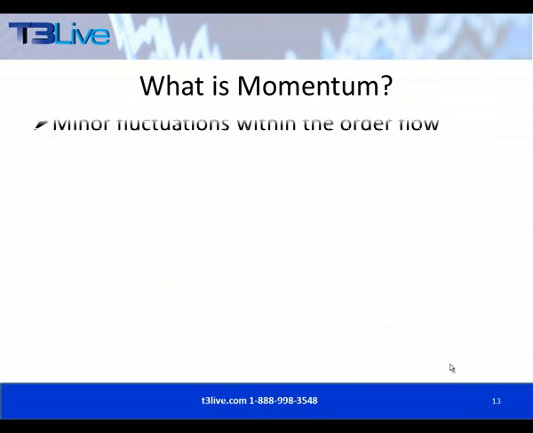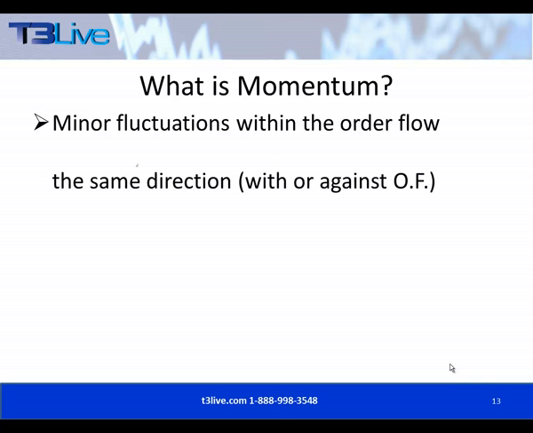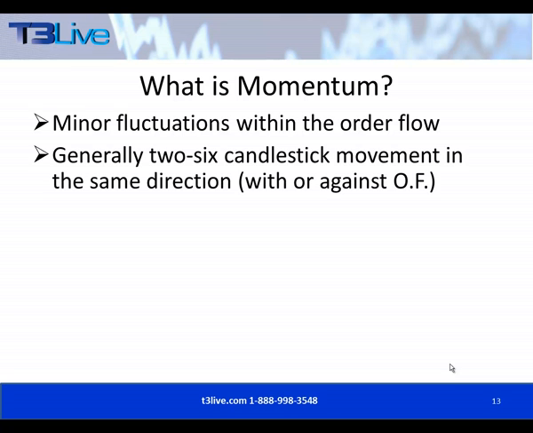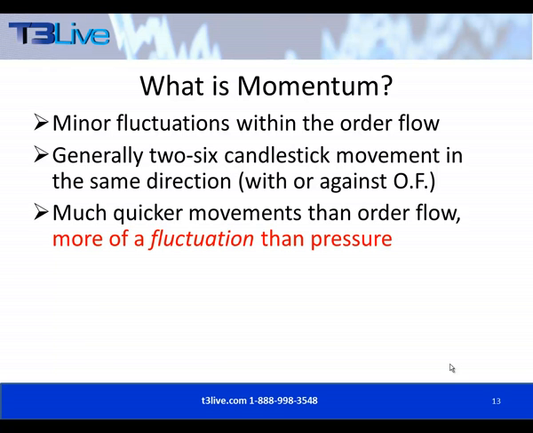All right, so what is momentum in context of order flow? Momentum are minor fluctuations within the order flow. Generally speaking, 2 to 6 candlesticks in the same direction. Okay, that's the key there. 2 to 6 candlesticks in the same direction. Now, if it's against order flow, we're going to discuss that in a second. It's much quicker movements than order flow.